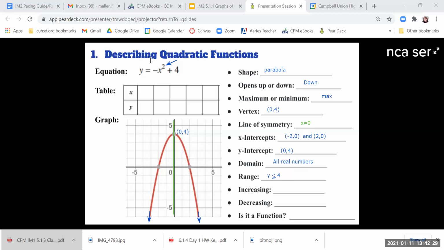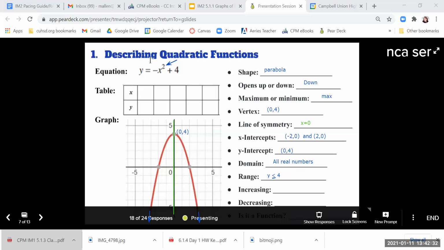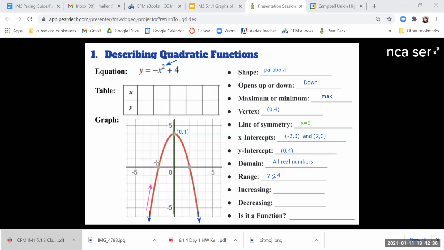And then I'm increasing, let me change my color so you can see it. So I'm increasing on the left-hand side of this. This is all increasing, and then decreasing on the right-hand side. Do you see that? So increasing on the left before x is 0. So this is when x is less than 0. I'm increasing, and decreasing after when x is bigger than 0.